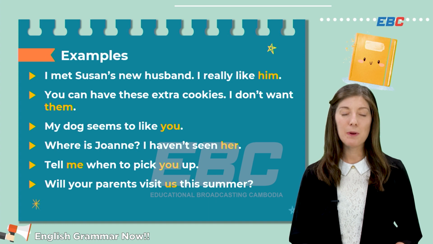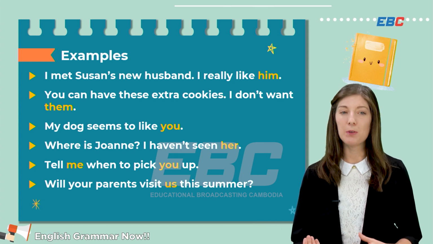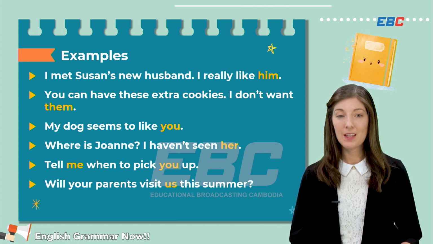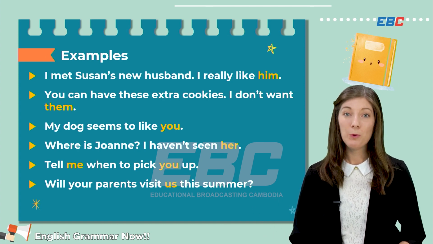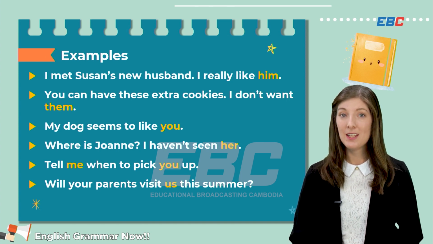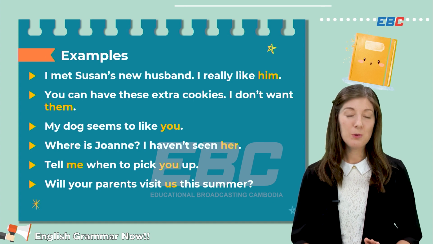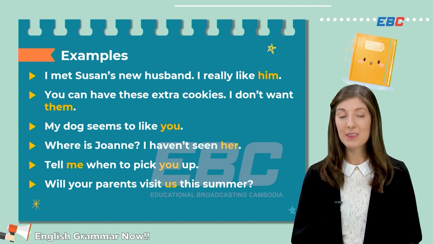You can see that depending on the context, sometimes we know what pronoun is matched with which noun. Like in the first example, Susan's new husband is replaced by him. In the second to last example, tell me when to pick you up, we actually have two object pronouns. Because this is an imperative sentence, you're giving someone an instruction. There's no subject, but we do have two objects. Someone is being told, that's me, and someone is being picked up, that's you.